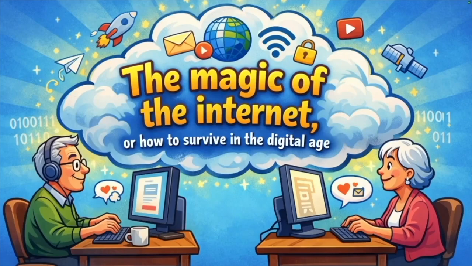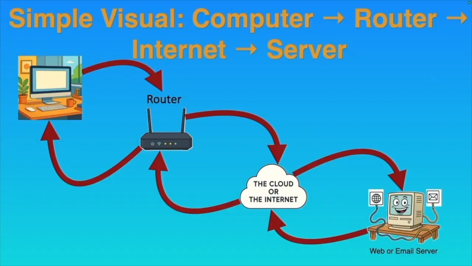Magic of the internet, or how to survive the digital age. Here is a simple visual of what the internet does. You start off in your home with your computer. Information is sent to the router. The router sends the information to the internet, which is the same thing as the cloud.